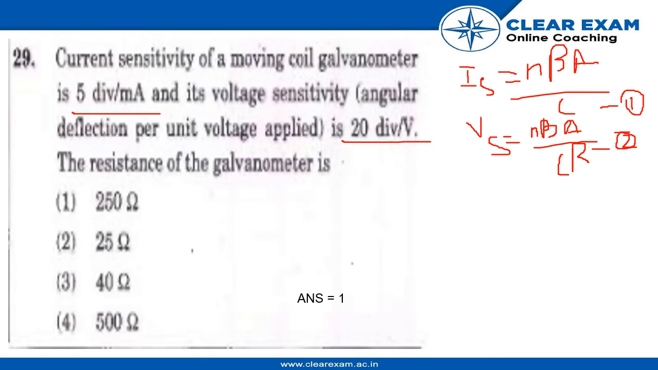Where N is the number of turns in the coil of the galvanometer, B is the magnetic field around the coil, A is the area of the coil, C is the restoring torque per unit twist, and R is the resistance of the coil. Now, first we can find the current sensitivity of the galvanometer. The current sensitivity we have written here.